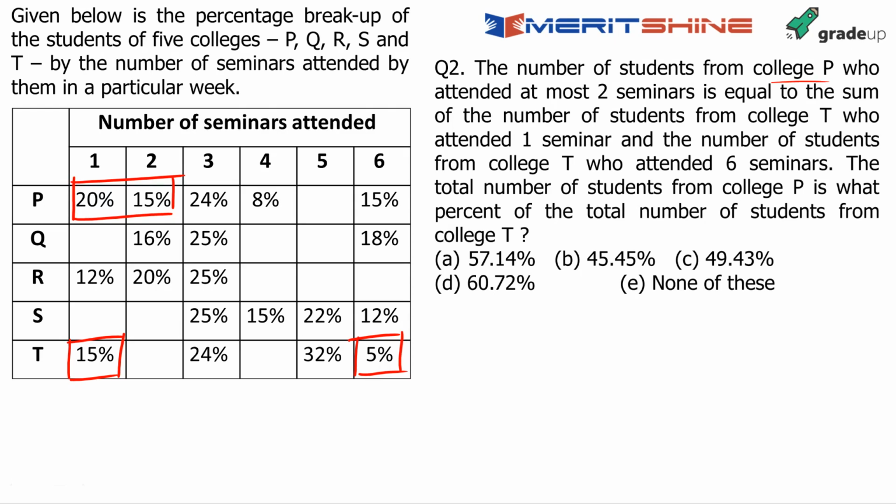Look at this. Look at the data first. Number of students from college P who attended at most 2 seminars. At most 2 seminars means people who attended either 1 or 2. So what is the percentage? 20 plus 15, so it's 35%. So this would be 35% of P.